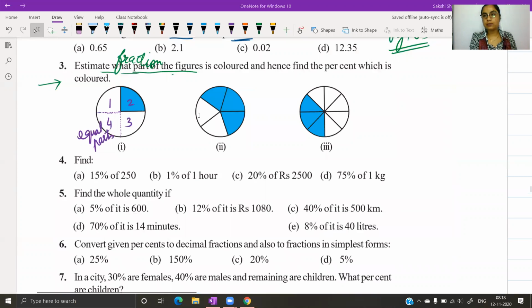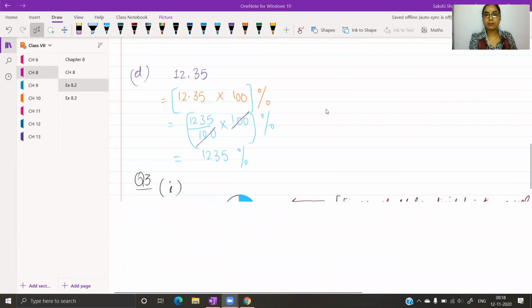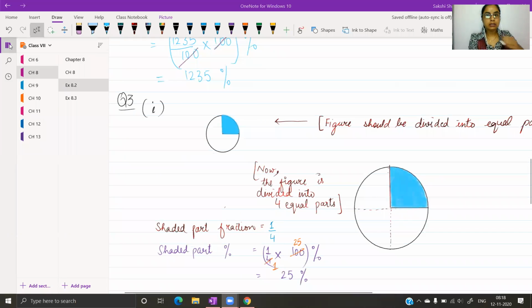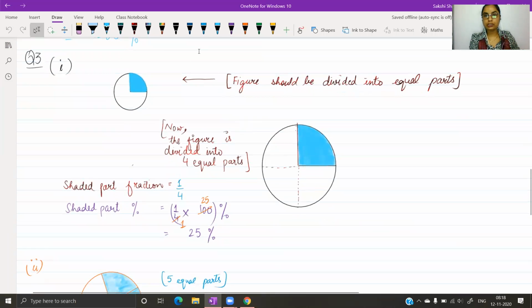So I had sent the answer for first and second part. I had not sent the answer for third part. I would like to do that with you. Yes, it's 25%. The answer for first part is 25%. So see what I've done here. The figure should be divided into equal parts. And now after making these changes, as you can see, now the figure is divided into 4 equal parts. And then I have written, first I have written the fraction, and then I have made it into percentage. So I've done it in 2 steps. First write down the fraction and then convert into percentage.